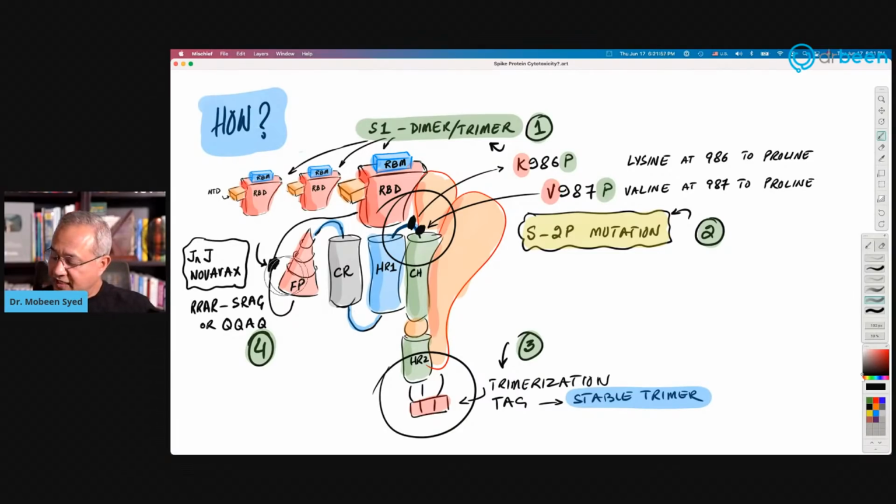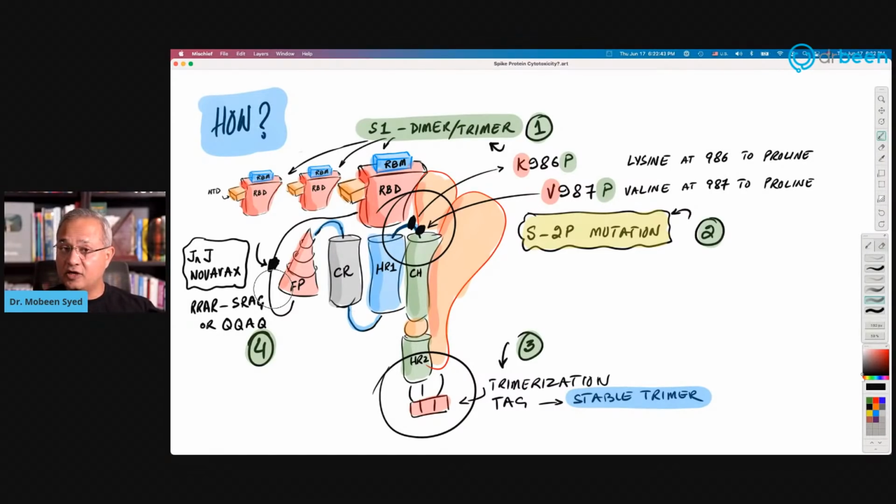Then there is one more change here, which is beautiful. Remember our protease TMPRSS2, the cute protein on our cell surface, which is going to cut this area. Imagine if we defeat TMPRSS2 from cutting the spike protein and opening it. How do we do that? So the Johnson & Johnson and Novavax vaccines have this. They have another mutation in this region. Which region? The region between S1 and S2, where TMPRSS2 cuts the protein. There is another mutation there, so TMPRSS2 cannot reach in anymore and cut it.